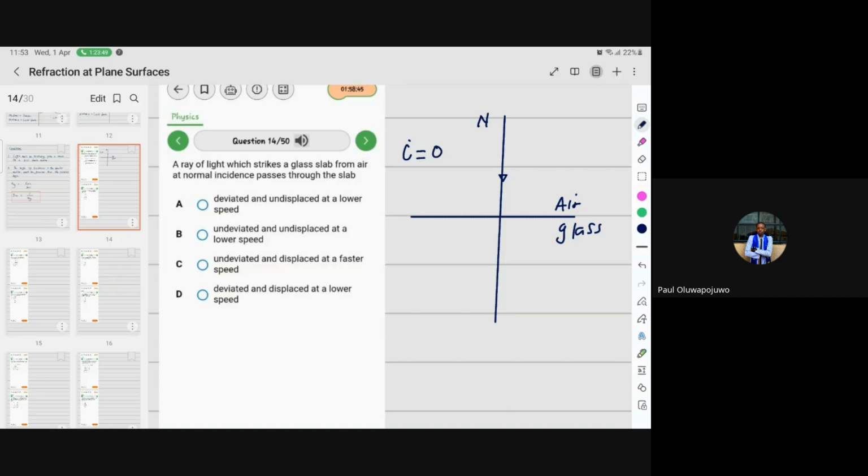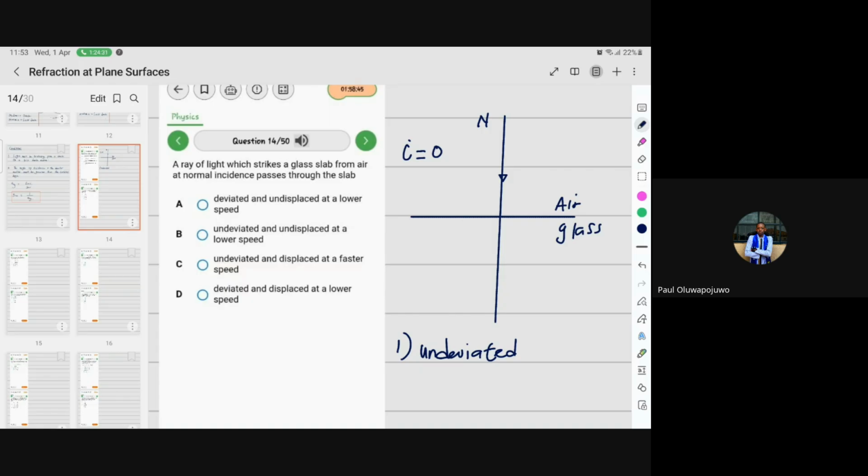So now there's no angle. What do you think should be the answer now? Remember that another thing you need to know is that light will travel faster in air and slower in glass. So we know already that number one is undeviated. There's no deviation. It keeps traveling in a straight line because the angle of incidence is 0. It doesn't bend. The light just keeps traveling.